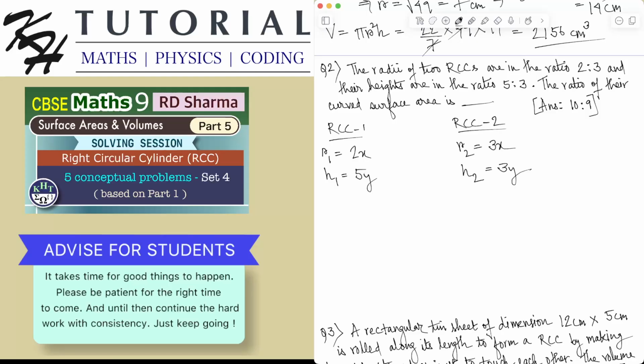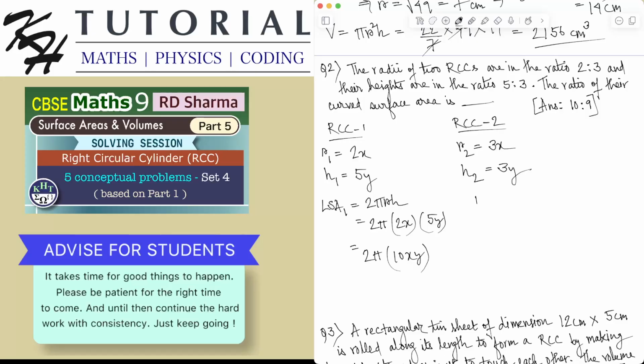So now we have to find the ratio of the curved surface area. Curved surface area of an RCC means the lateral surface area. So LSA1 will be equal to, we know it is 2 pi RH, which will be 2 pi times 2x multiplied by 5y, which is 2 pi into 10xy.